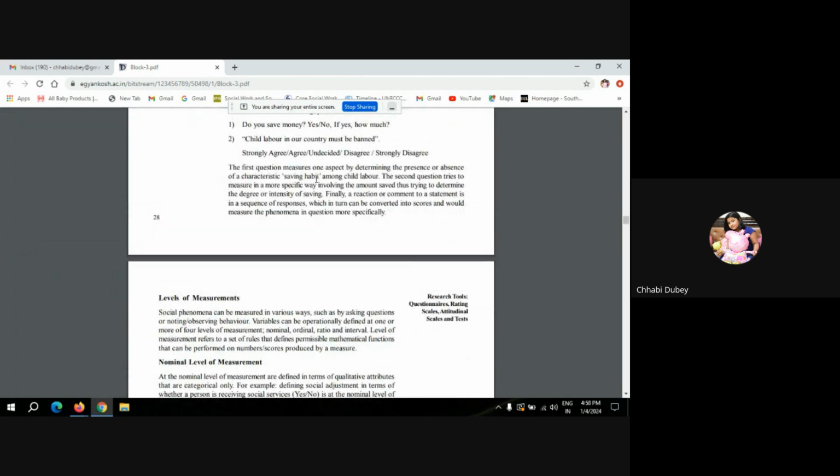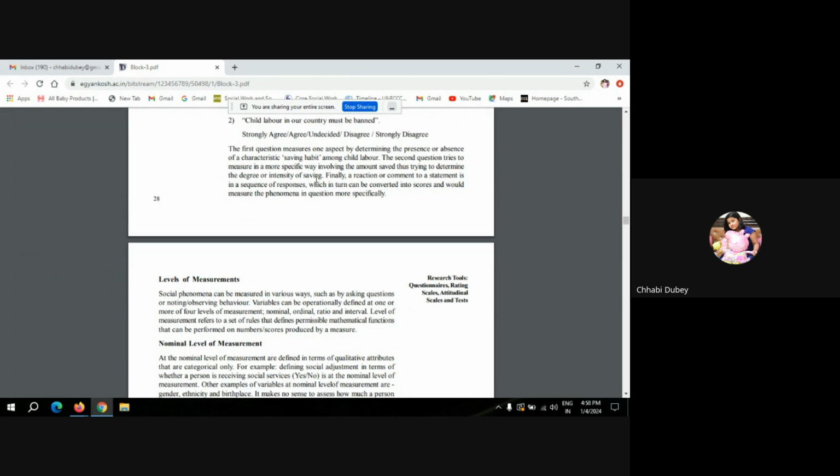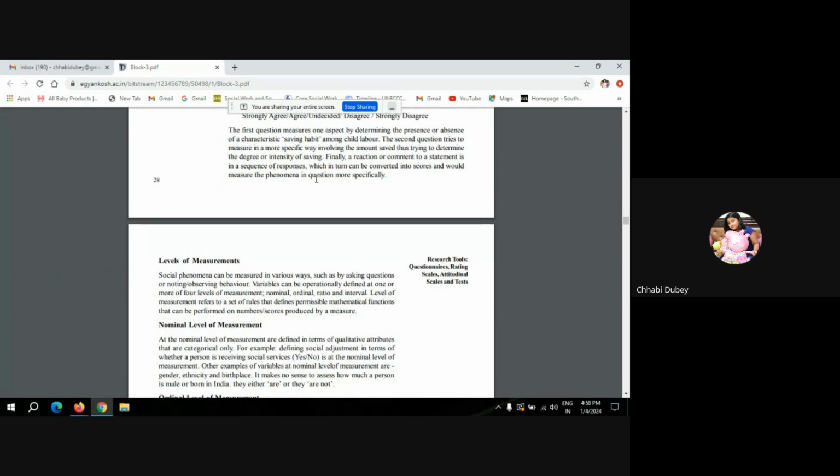Here you can say that there are certain levels of measurement that can be taken into consideration, and social phenomena can be measured in a number of ways. Variables can be operationally defined at one or more of the four levels of measurement. So there are basically four levels of measurement in the social sciences. One is the nominal level. Second is the ordinal level. Third is the ratio level, and the final is the interval level.